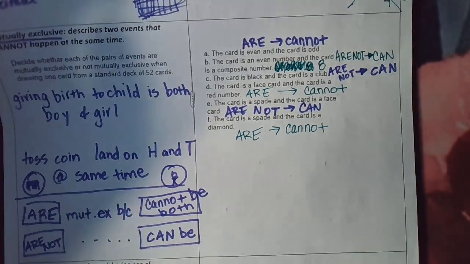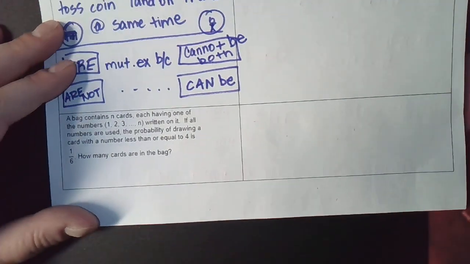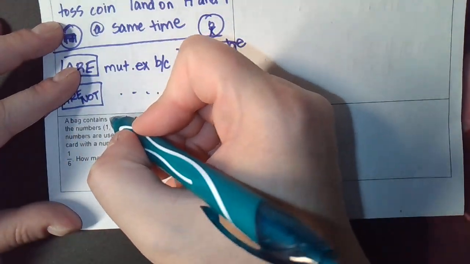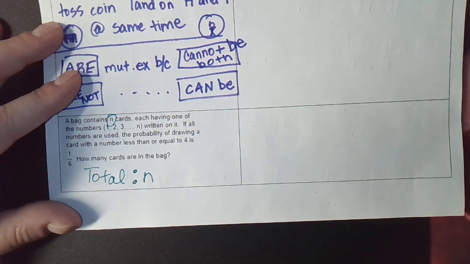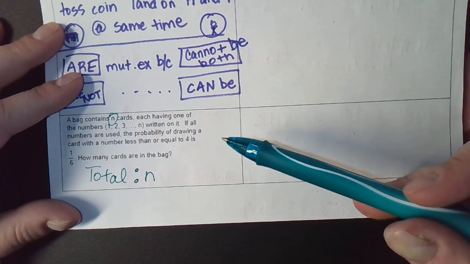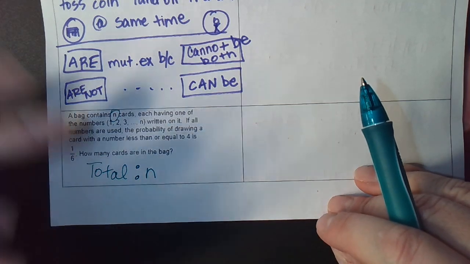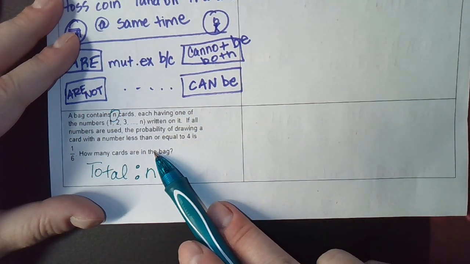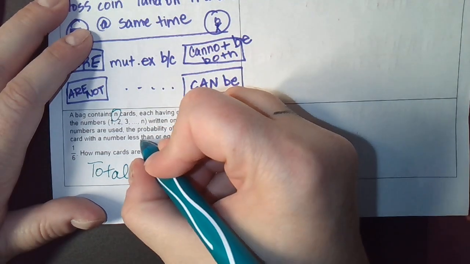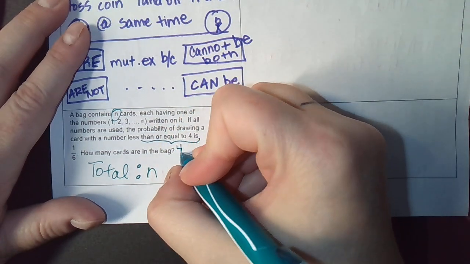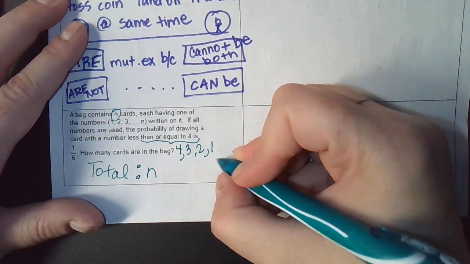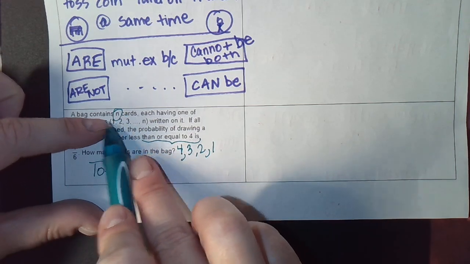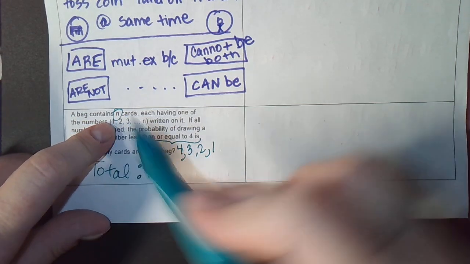Okay, let's look at this next one. This one really threw me. It said a bag contains n cards. What? So that means the total is n. Yeah, that's weird. It says, if all numbers are used, the probability of drawing a card with a number less than or equal to 4. What are numbers less than or equal to 4? Well, 4, because equal. Then 3, 2, 1. And then we don't put 0 because 0 was not in that list of numbers they gave us. So just 4, 3, 2, 1.